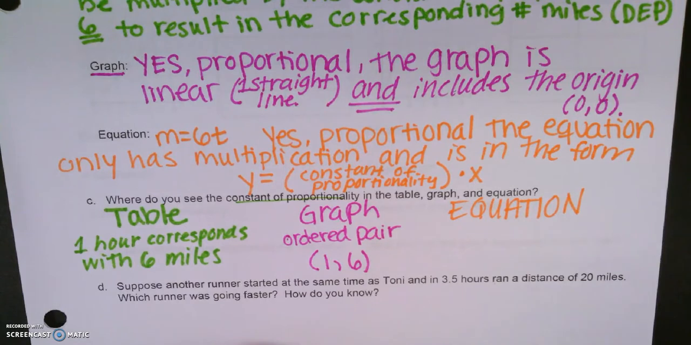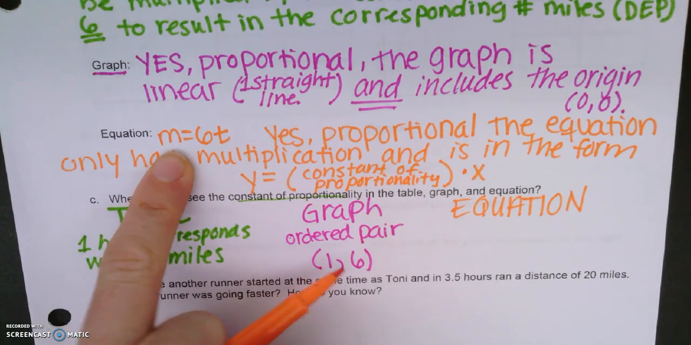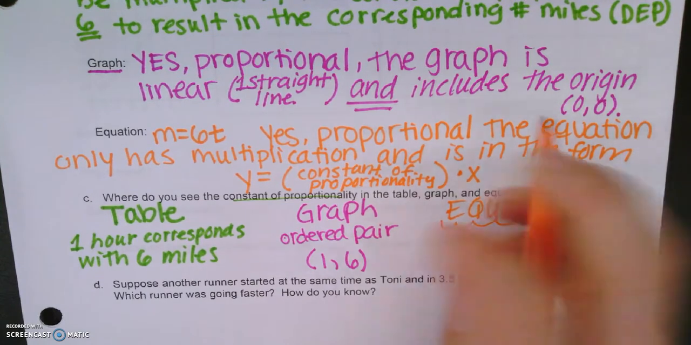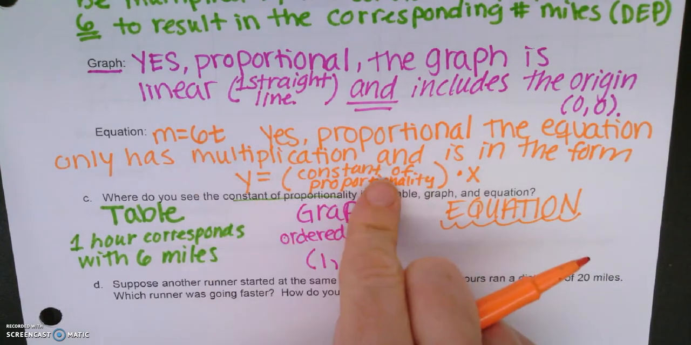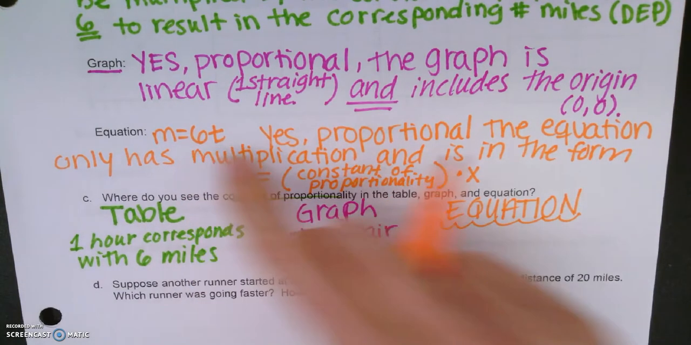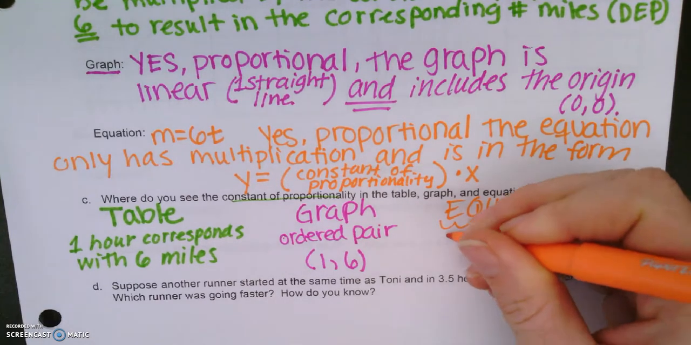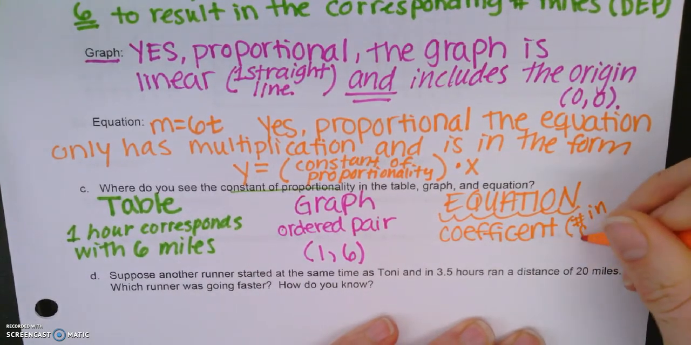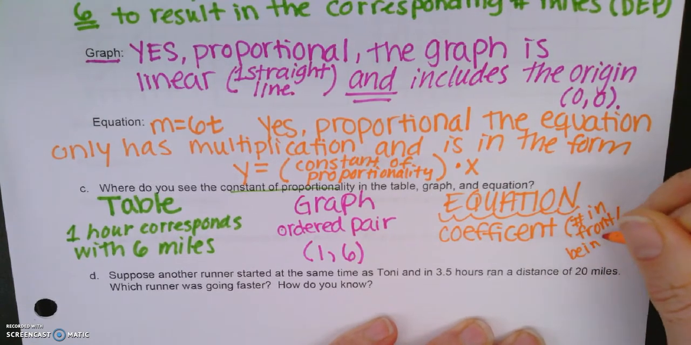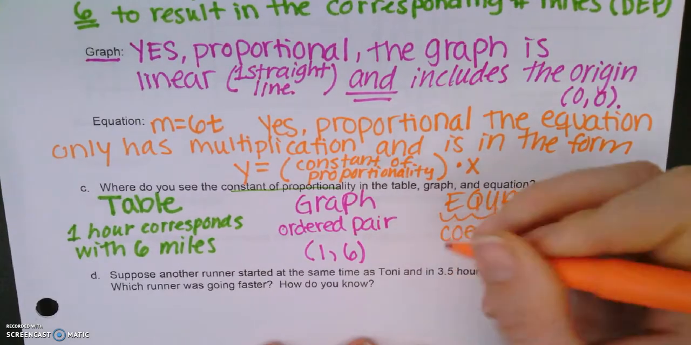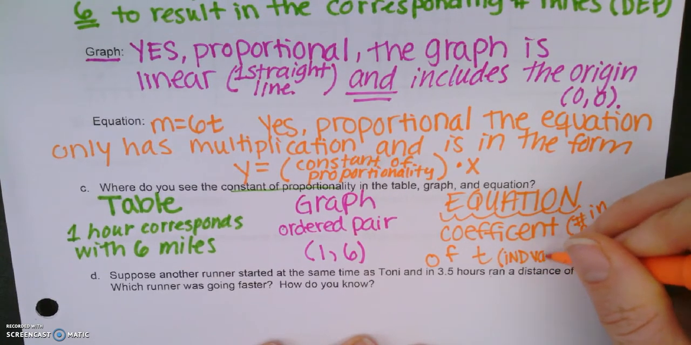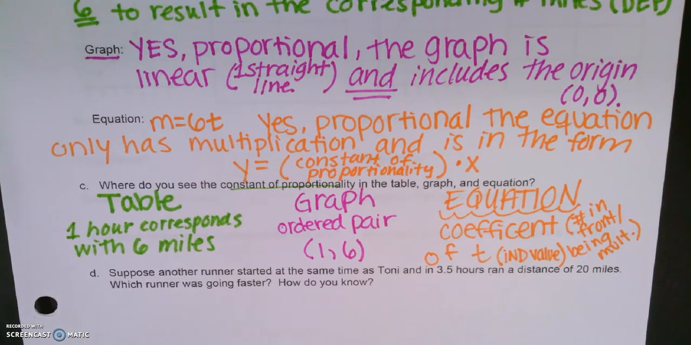And in the equation, well, if we look at our equation, which we still have right here, there's the 6. What is that called? The number in front of the variable, being multiplied by x, it's called the constant of proportionality, but in all equations, it's called your coefficient. Coefficient: the number in front, or being multiplied, of t. In this case, your independent value. Could be x also. Awesome. Great job, kiddos. Let's keep going.